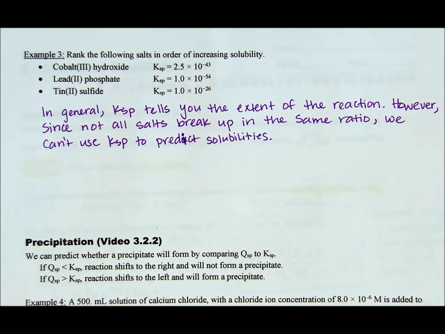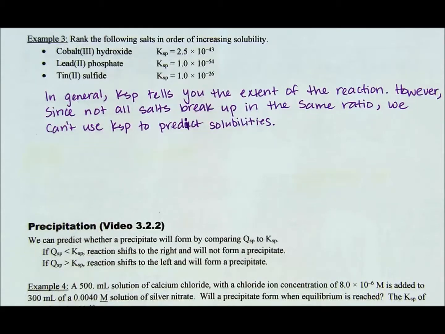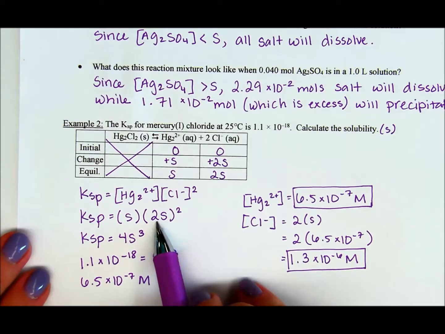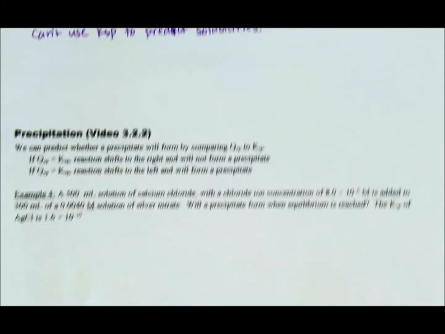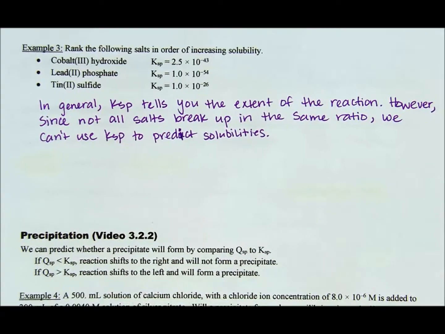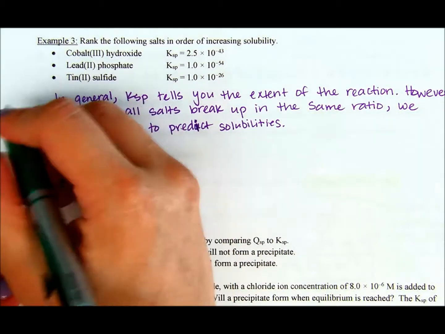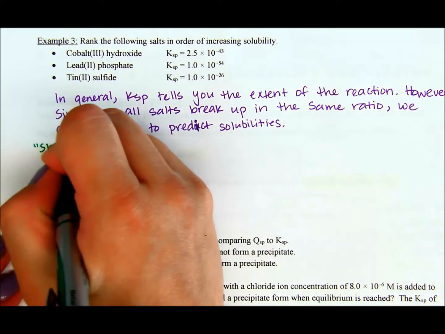Okay, so here we would have to use those ice tables for every single one, unless we can recognize a shortcut. Remember how I told you before to notice that when we had a 2 here, we ended up having a 2 here. That's an interesting trend that we're going to exploit for our shortcut. So we're going to quickly solve for S. So here's our shortcut.